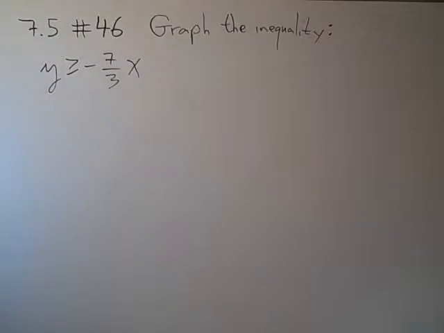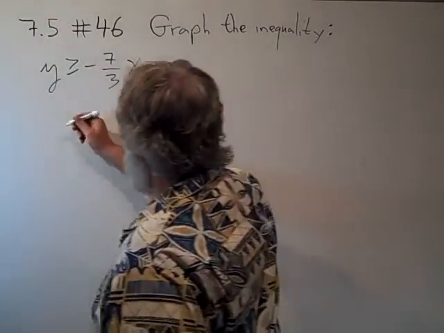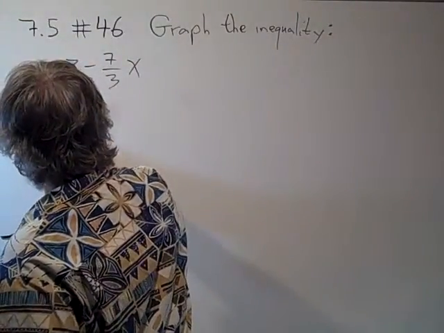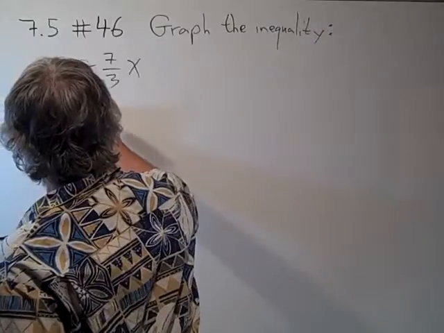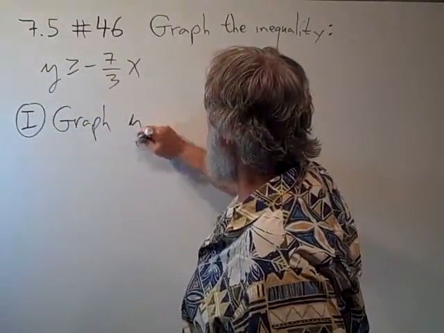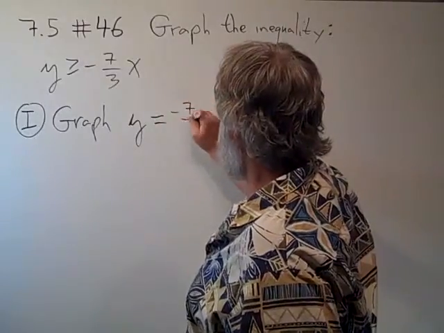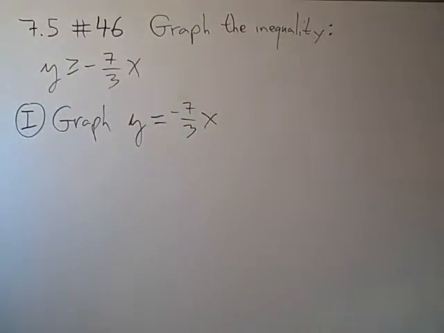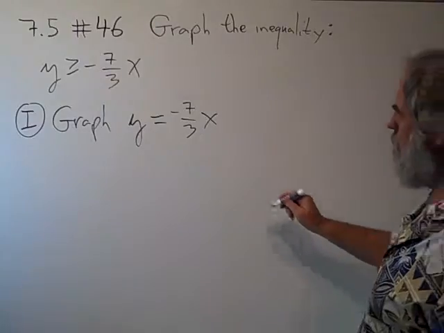To solve a linear inequality such as this one is a two-step process. The first step is to graph the line you get by turning the inequality into an equal sign. So we need to graph this line first.